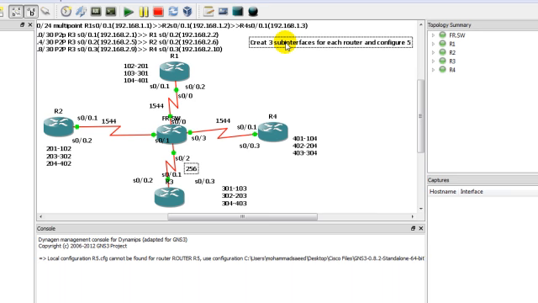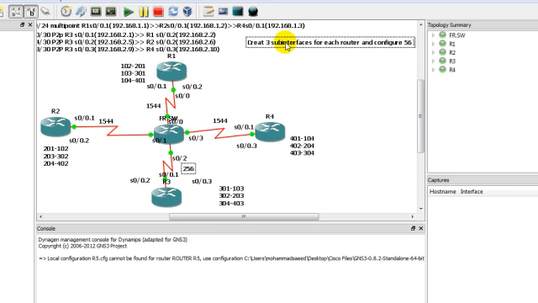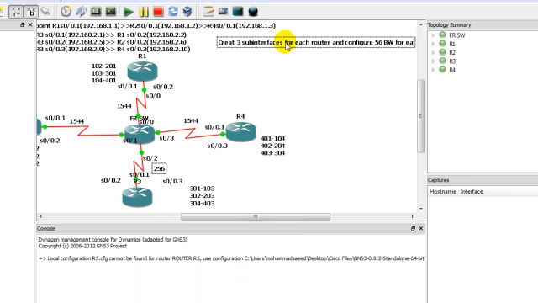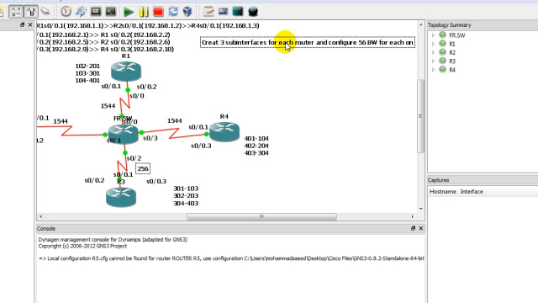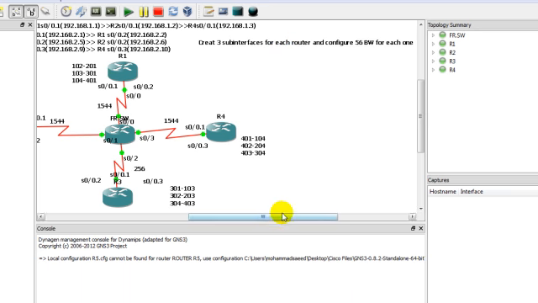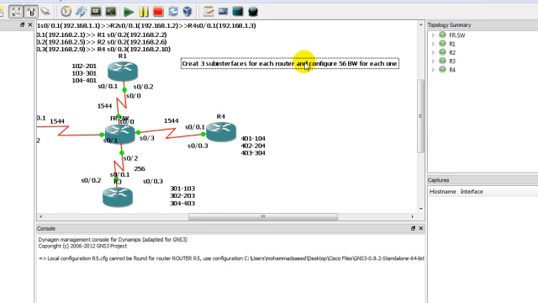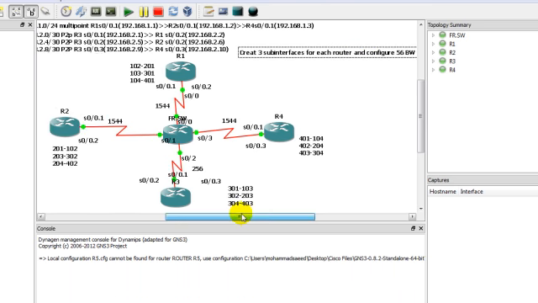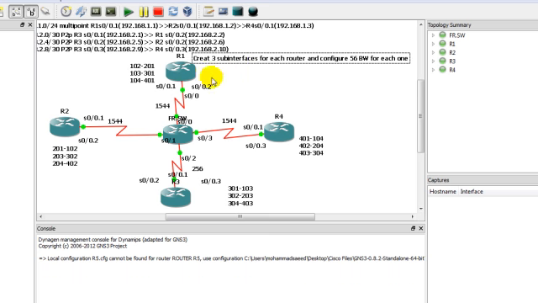the bandwidth for each. So this is the first choice: to create 3 sub-interfaces for each router, use point-to-point sub-interfaces, and configure 256 bandwidth for each sub-interface, because I used the lowest one.